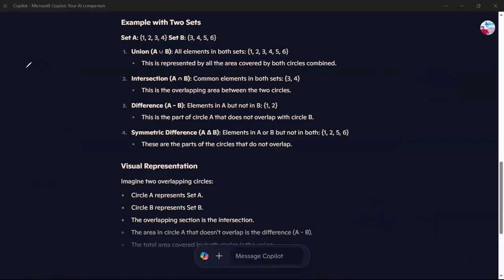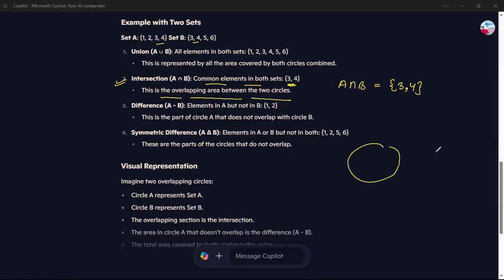Let's now discuss the intersection of two sets. In an intersection, we find the common elements in both sets. In this case, set A is 1, 2, 3, 4 and set B is 3, 4, 5, 6. The common elements are 3, 4. So we just find the common elements and write A intersection B, which is only 3 and 4. And this is the overlapping area between the two circles.